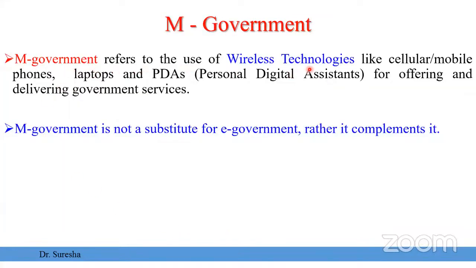M-government refers to the use of wireless technologies like cellular and mobile phones, laptops, and PDAs for offering and delivering government service. M-government is not a substitute for e-government. Rather, it complements it. It adds to e-government.